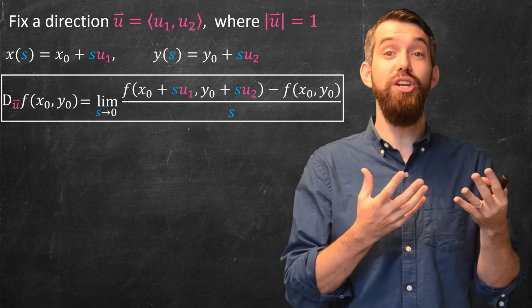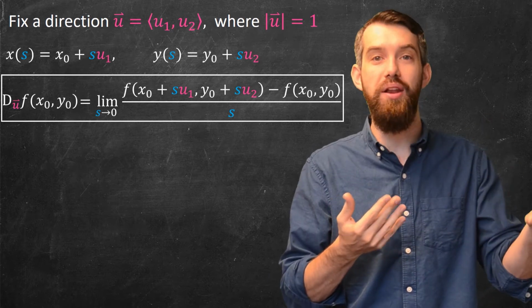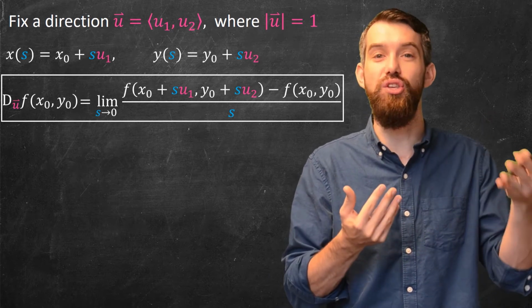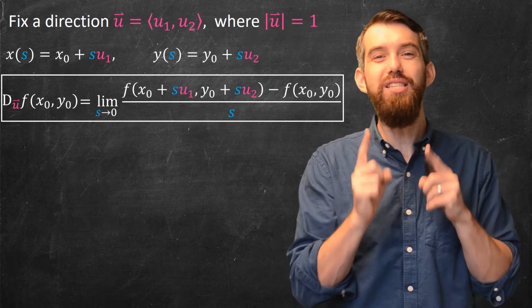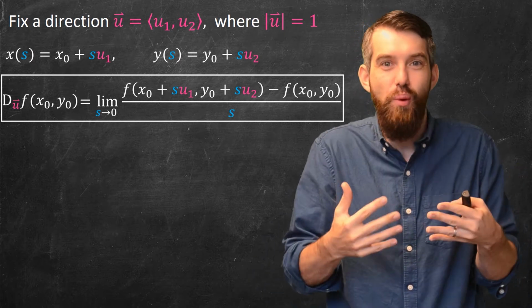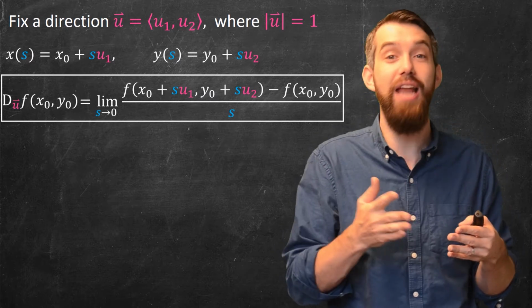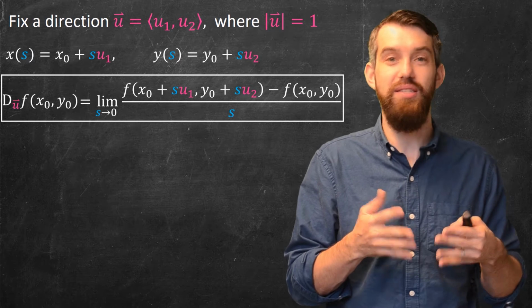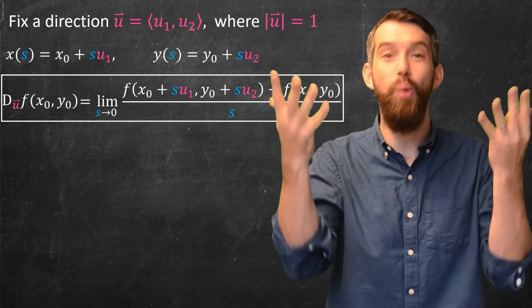It is the function at the new point, x naught plus su1 and y naught plus su2, the function value at that new point, minus the function value at the original point, x naught, y naught, and then divided by the change in s that we've made. This is then taking the limit as s goes to 0, and that's my definition. Okay, why did I define it this way?